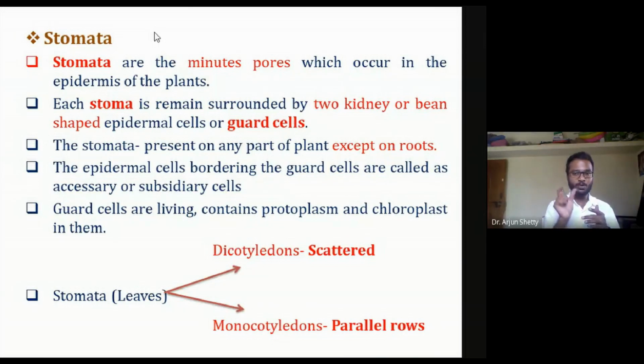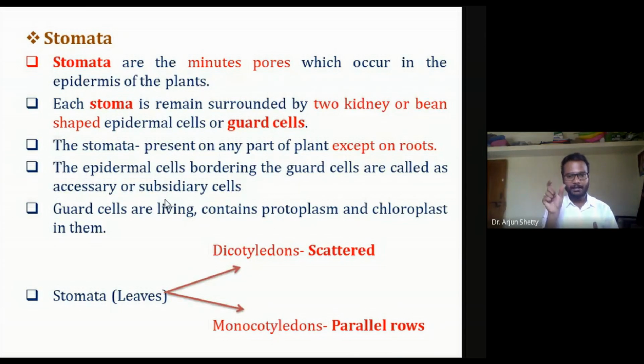Stomata are usually present on any part of the plant body, as I already told you, except on roots. Why? Because external factors determine the function and the location of a stomata. The best example of an external factor is sunlight, and the roots will never get exposed to sunlight. Because of that, they lack stomata. Epidermal cells bordering the guard cells are called accessory cells or subsidiary cells.